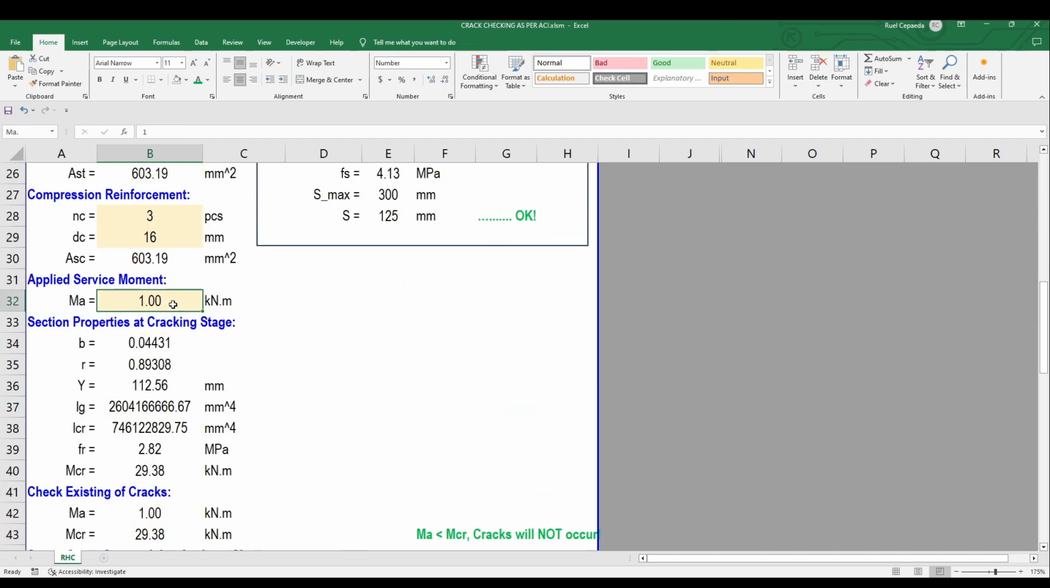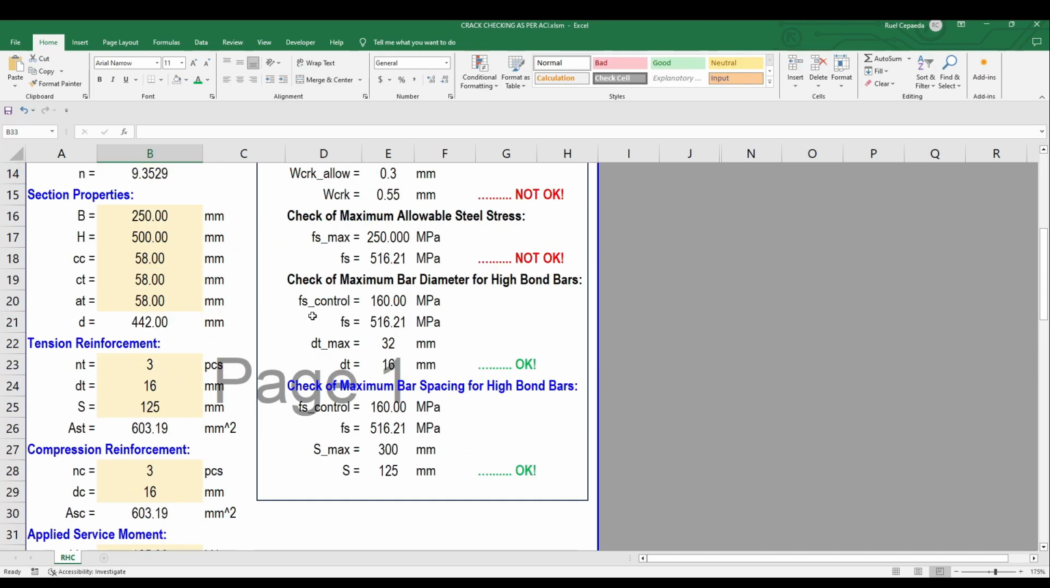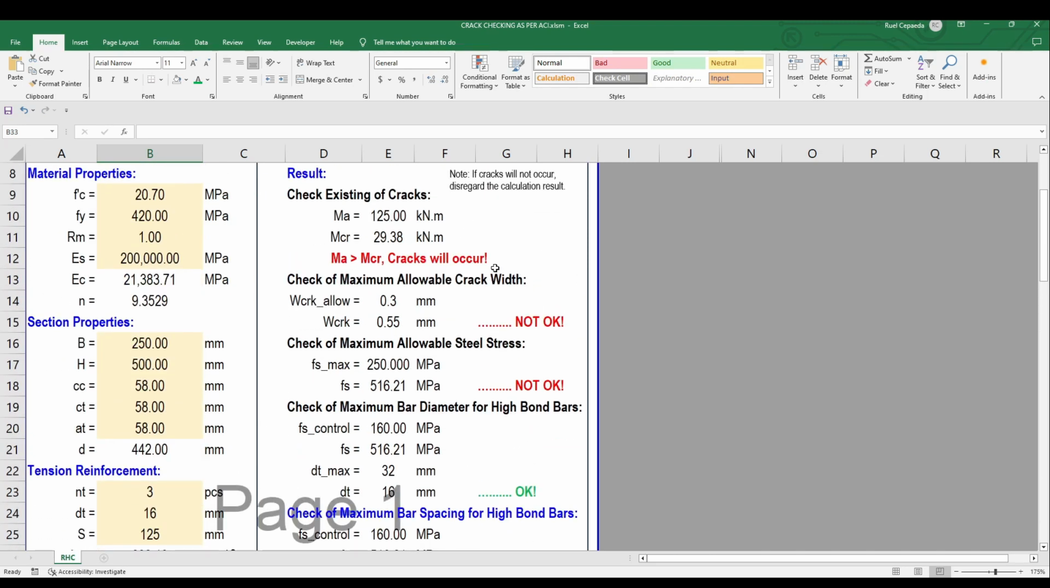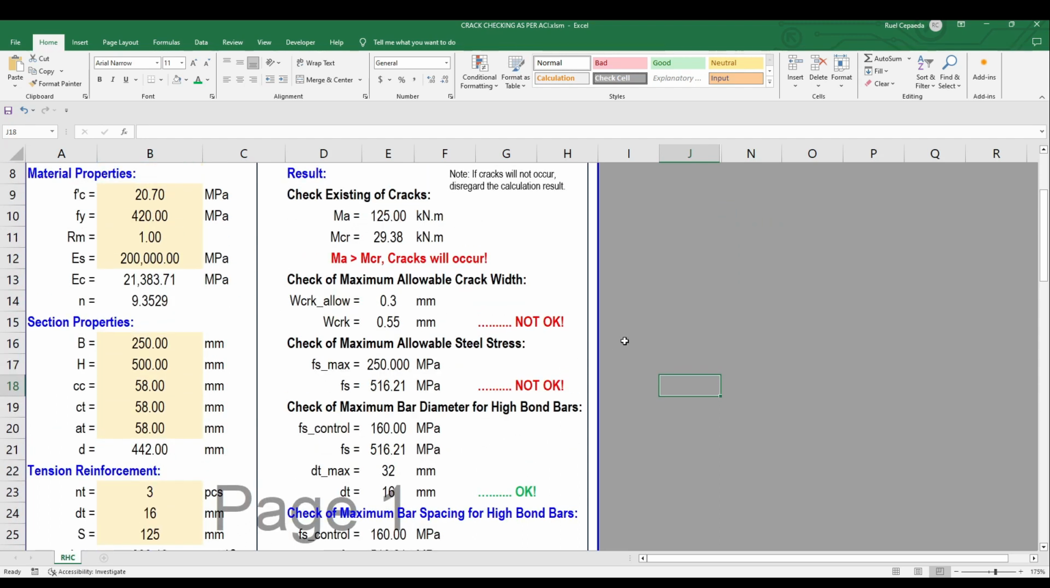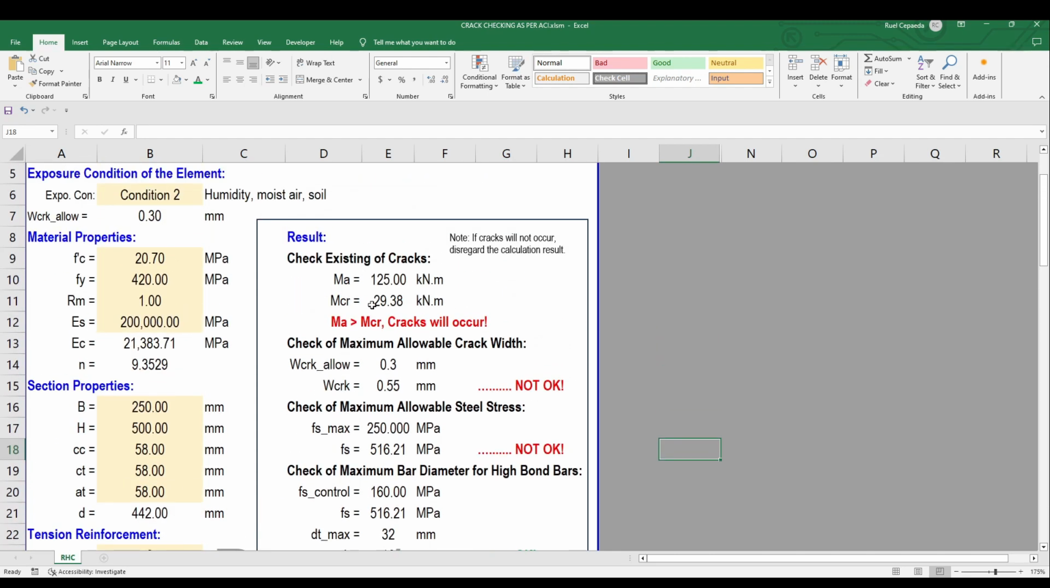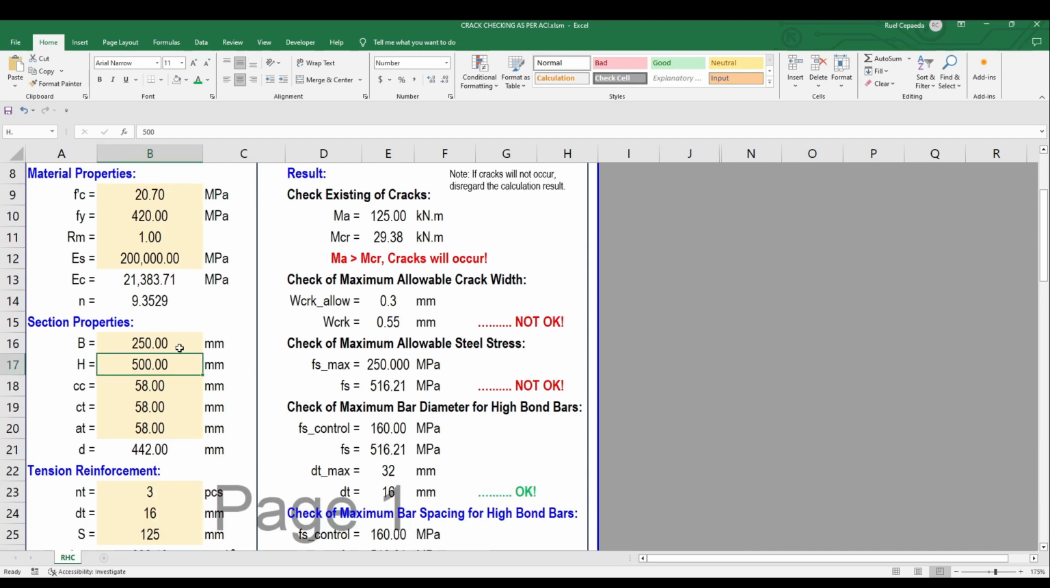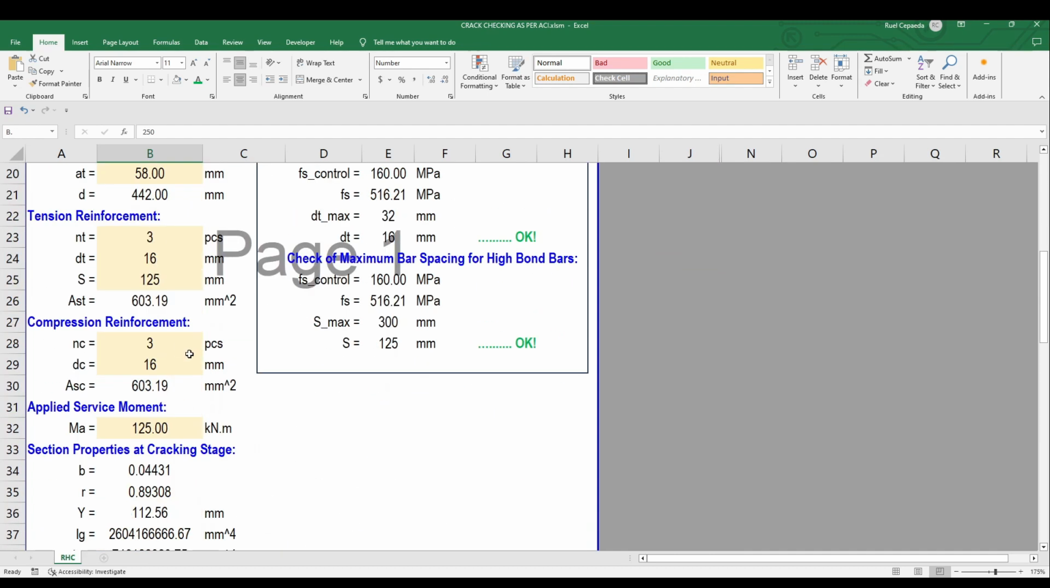So, change natin dito, 125. Let's say, 125. So, cracks will occur. Okay? But, tingnan ninyo, hindi siya okay as per the allowable stress. Then, allowable crack width. See? So, anong kailangan natin gawin? Ibig sabihin, in this condition, humidity, moist air, soil, ang allowable lang natin is 0.3. So, kailangan natin i-increase yung section natin or yung reinforcement.